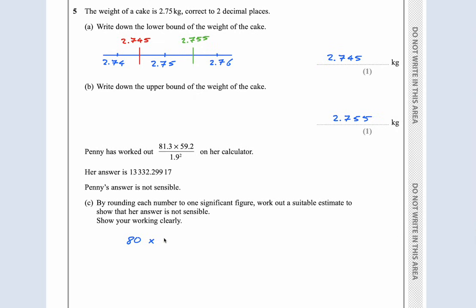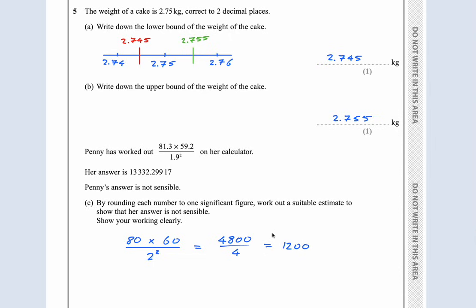59.2 to one significant figure is 60. And 1.9 to one significant figure is 2. So that's 2 squared. So this is actually equal to 80 times 60, which is 4,800. You can actually do that bit on your calculator. And 2 squared is 4. And 4,800 over 4 is 1,200.